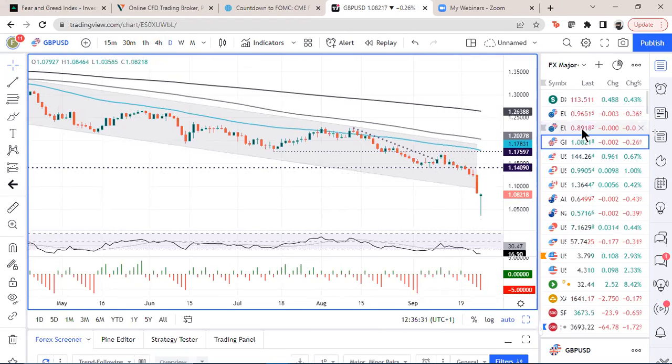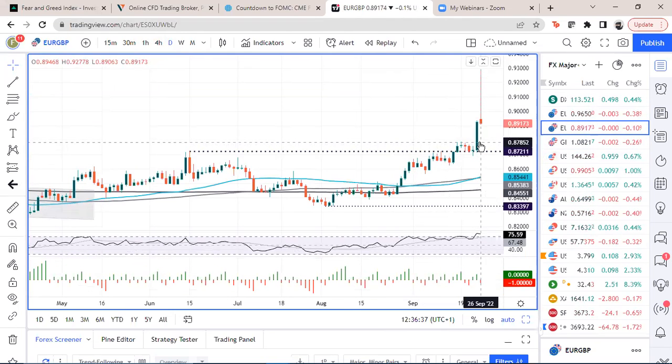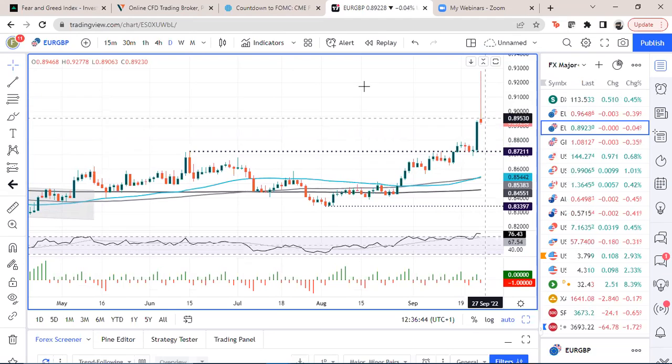That's for cable. I said we'd look at euro sterling actually. I think that's slightly more interesting. You can see that spike higher there on the daily to spot 92.77 actually. We've pulled back below 90 now.